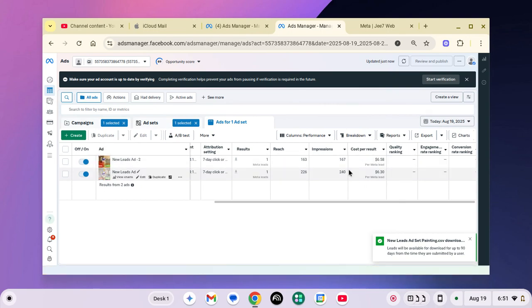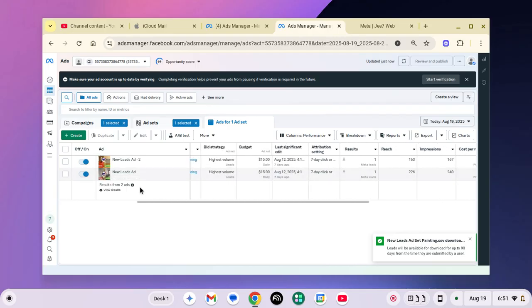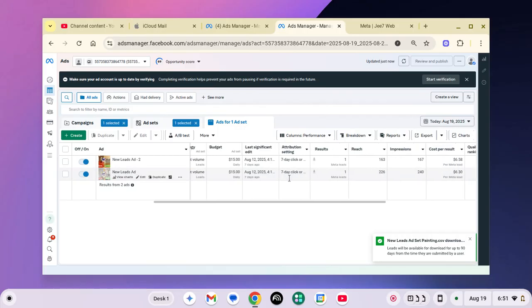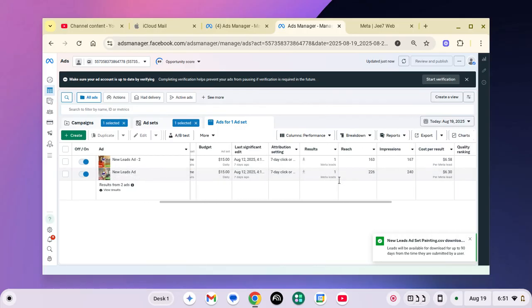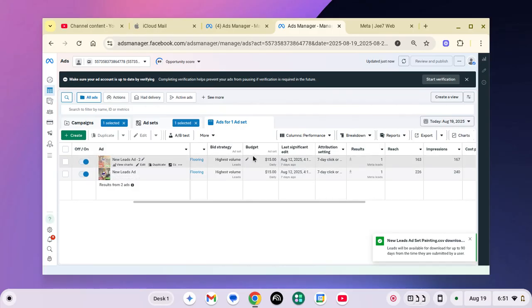So we got in front of 167 people before this one came in, and we got in front of 240 people before this one came in. But what I noticed is this one still was a little bit less, even though it got more impressions. So I'm guessing the engagement rate is turning out to be a little bit better on this one right now than this one. But we have both at a $15 a day asset budget.